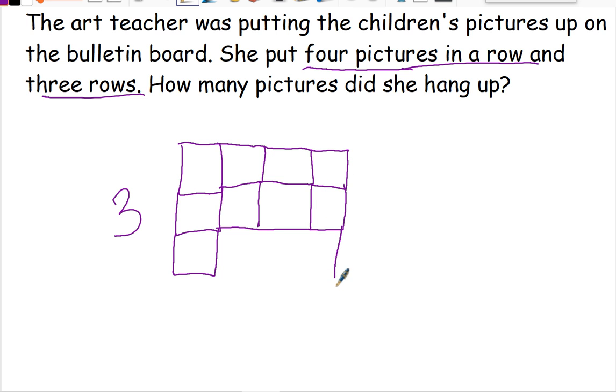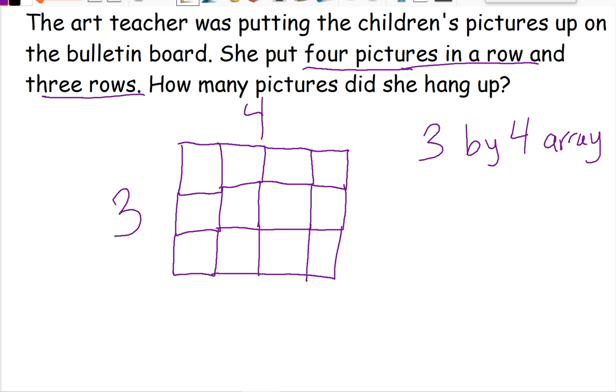And it's okay if your squares aren't exact. We do the best we can. Okay, so this would be a 3 by 4 array. And to find out how many pictures there are in it, we would multiply 3 times 4. 3 times 4 equals 12. So there are 12 pictures hanging up on the bulletin board.